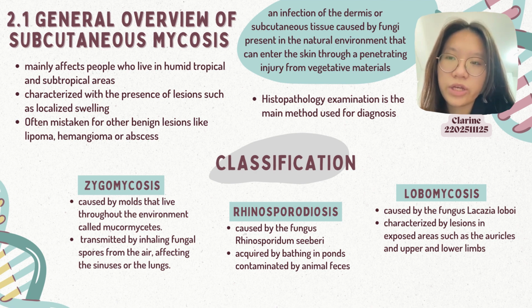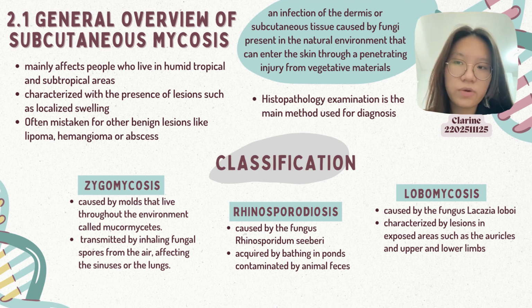For the classification, it can be divided into 6 different types, which are sporotrichosis, mycetoma, chromoblastomycosis, zygomycosis, rhinosporidiosis, and lobomycosis. But in our project, we are going to be focusing on discussing 3 main types, which are zygomycosis, rhinosporidiosis, and also lobomycosis. Zygomycosis is caused by molds that live throughout the environment, called mucormycetes, and it is transmitted from inhaling fungal spores in the air, which can affect the lungs or the sinuses.